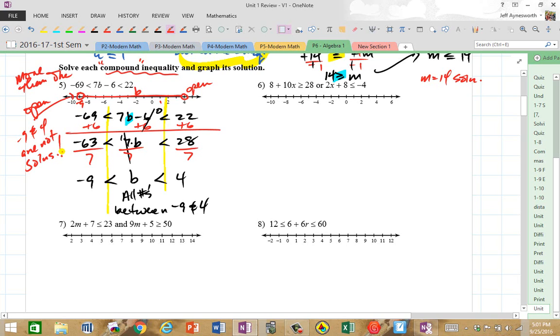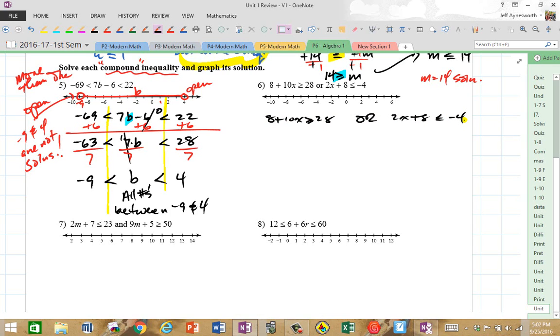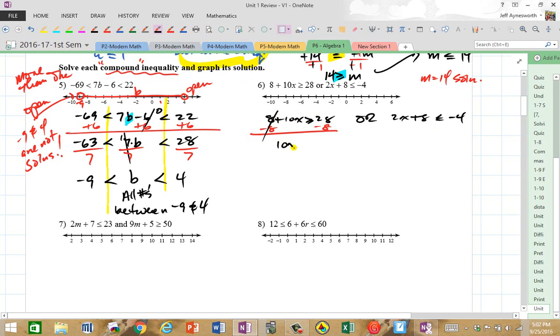That's what between means. Okay, now this one's totally different. So we have 8 plus 10x is greater than or equal to 28, or, right, 2x plus 8 is less than or equal to negative 4. You got to solve these independently, which means separately, and then graph them both. All right, x can either satisfy this equation or the second one. Not both, but or, either one or the other one. So let's add the opposite first. And you get 10x is greater than or equal to 20. 28 minus 8 is 20. Divide by 10, because you always do the inverse. X is greater than or equal to 2.